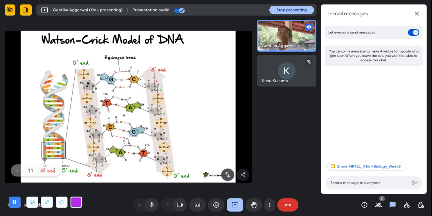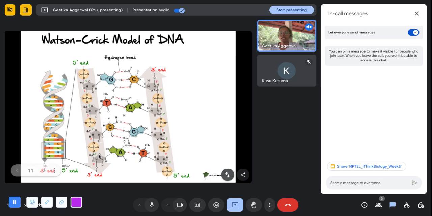The 5' end is the side where it ends at the phosphate group because it's connected to the fifth carbon. And at the 3' end, you have this free OH group, where another phosphate group can attach to this O here. Like this one is attached here, another phosphate group can come and attach and continue the strand.